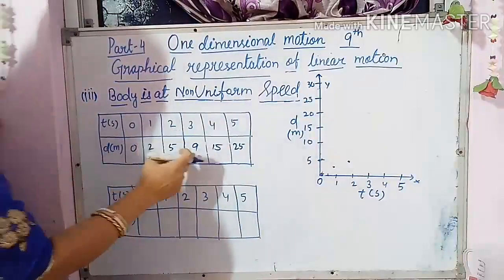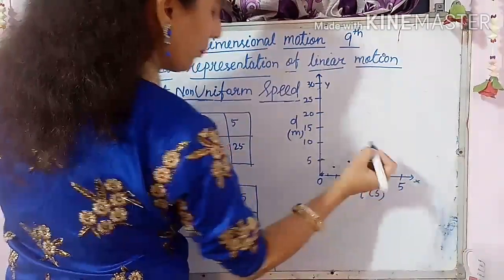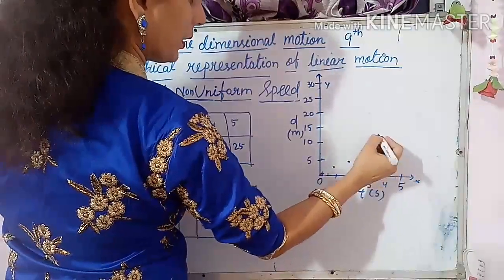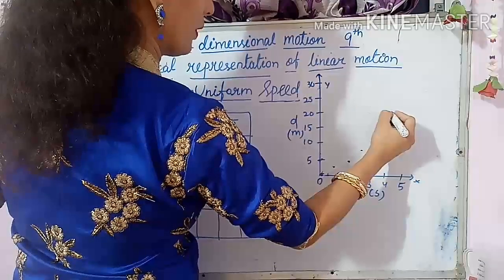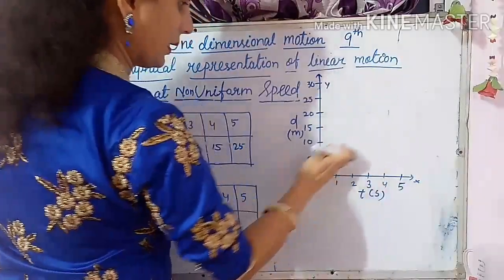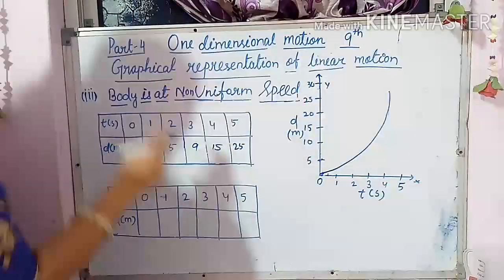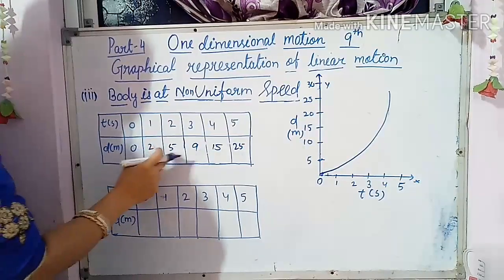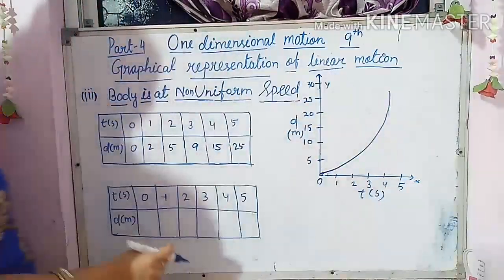Then in 3 seconds it will be 9. Here it will come. Now for 4 it is 15. Here at 4, it is 15. It will come like this. Now 5 is 25. Like this it will come. So how will your graph be? Now I am erasing. Now you can see the shape. The graph will be like this. It means if your distance is increasing, but in a non-uniform manner, the graph will be like this only.